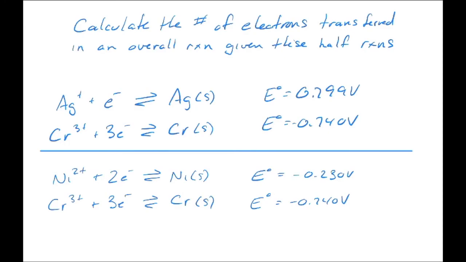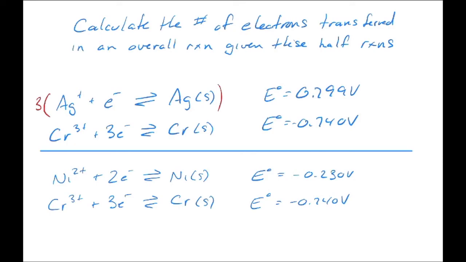So the first example, silver plus 1 electron, producing silver solid. Second one, chromium 3+ plus 3 electrons, producing chromium solid. So what you have to do to determine how many electrons are transferred is to balance the reactions in each of the half cells. So the first one's not too bad. We have 3 electrons transferred in the chromium reaction, 1 electron transferred in the silver reaction. So in order to balance the electrons, we would simply multiply the silver reaction by 3. So now each of the reactions has 3 electrons, and the electrons would therefore cancel out. And then we can say that 3 electrons were transferred in that particular reaction if we were to write this as an overall reaction.